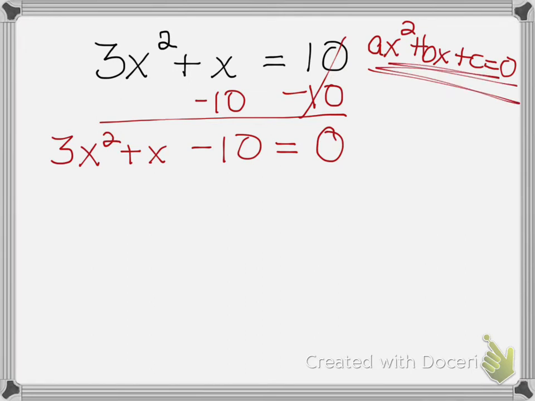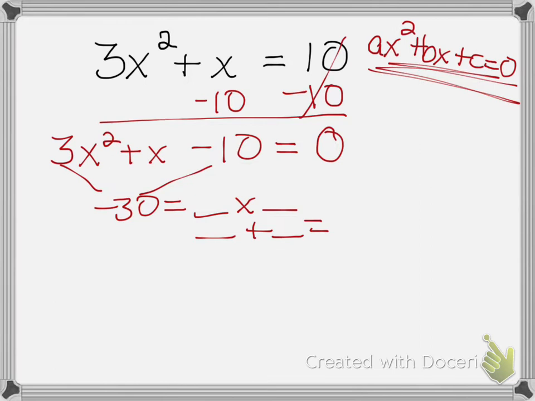So I'm going to use the bottoms up method. 3 times negative 10 gives me negative 30. And now I have to find two numbers that work. What multiplies to equal negative 30, but when I add them, they're going to equal whatever b is, which is imaginary 1. The two numbers that work are going to be 6 and negative 5.